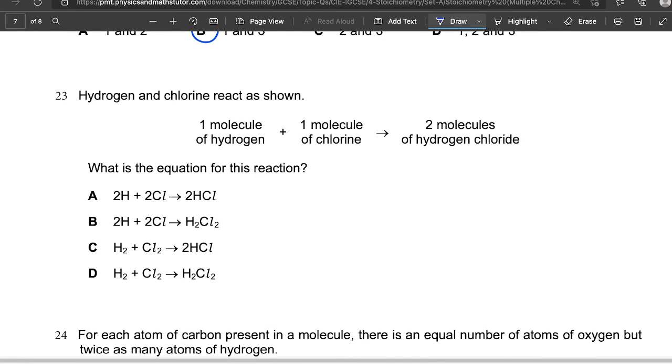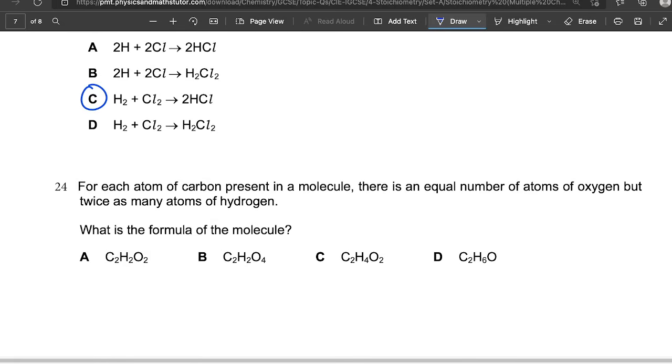Hydrogen and chlorine react as shown. So we have 1 molecule of hydrogen, 1 molecule of chlorine. So H2 plus Cl2 giving us HCl. Very easy question. So we just look for something like this. Okay, remember 1 molecule of hydrogen. Hydrogen is always diatomic. Okay, so we're looking for something like this, and I can see C is the answer. Move on to this question.